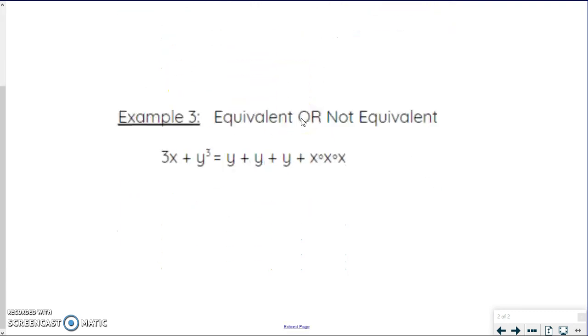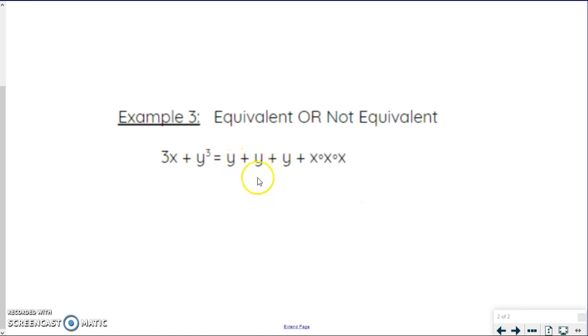All right, there's one more here. I've got 3x plus y to the third equals y plus y plus y plus x times x times x. So this one I'm going to use combining like terms, and I'm going to use that on the right side because there's really nothing else to combine on the left side. I'm going to see if this right side turns out the way the left expression is.